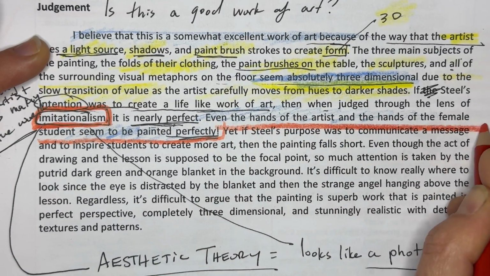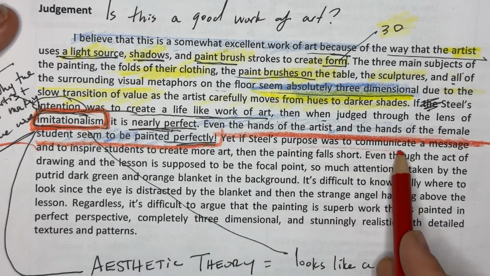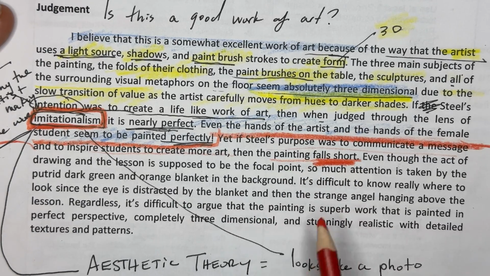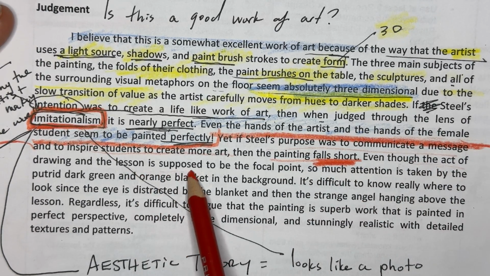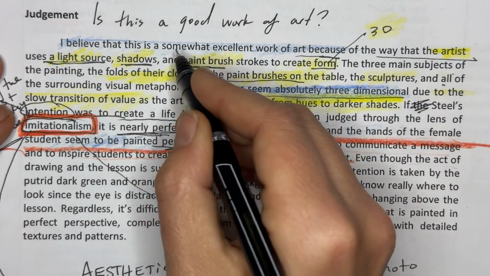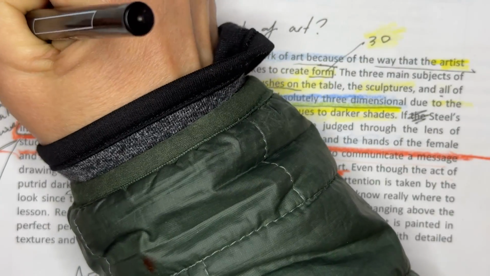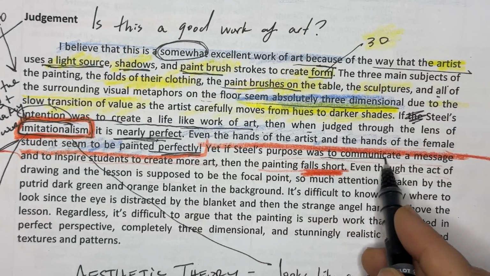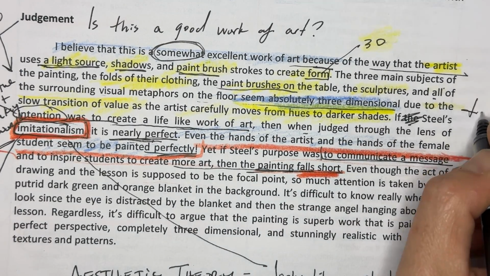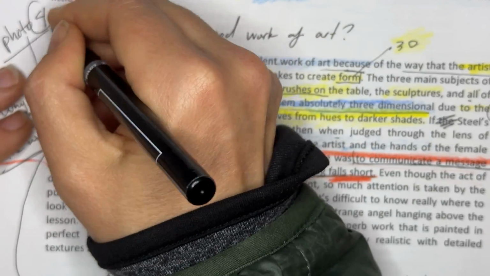So if the purpose was to create a photo, like something that's like a photo, then it's good. And if Steele was to communicate a message and to inspire students to create more art, then the painting falls short. What? Even though the act of the drawing lesson is supported. All right, so this is such an interesting paragraph, right? Because we say it's somewhat good. So it's good because it looks like a photo. It's painted well, but the message, it falls short. So this is the positives of the painting. This is the negatives of the painting. You could divide your fourth paragraph into that.